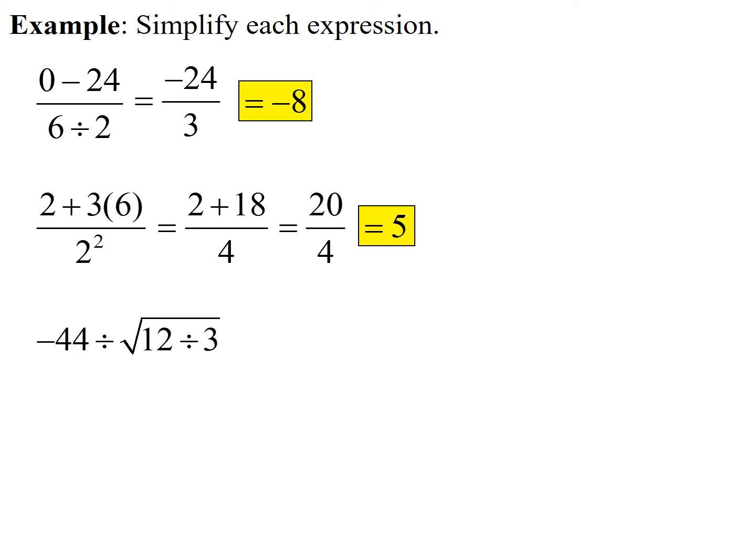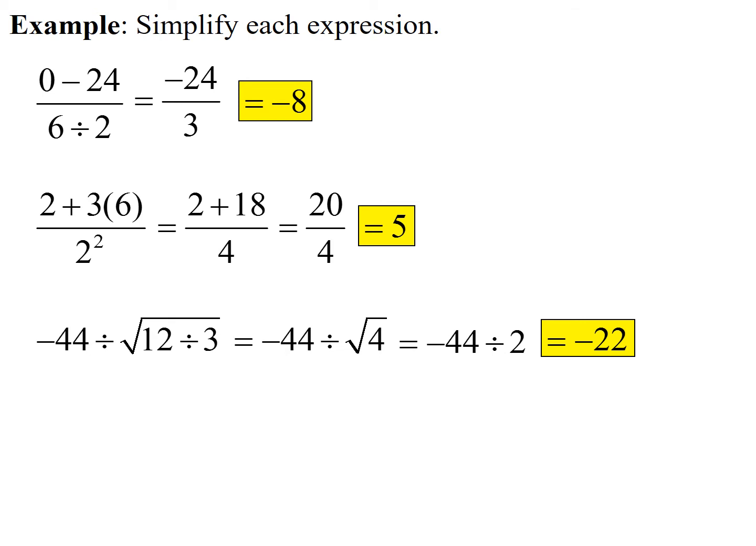Next, we see negative 44 divided by the square root of 12 divided by 3. Here we see the radical working as a grouping mechanism. I need to take care of the division inside of the radical before I apply the radical itself. 12 divided by 3 is 4. So I see negative 44 divided by the square root of 4. As far as order of operations are concerned, I take care of level 4 operations before level 3 operations. A square root is a level 4 operation, division is level 3. So we have negative 44 divided by 2. Negative 44 divided by 2 is negative 22.